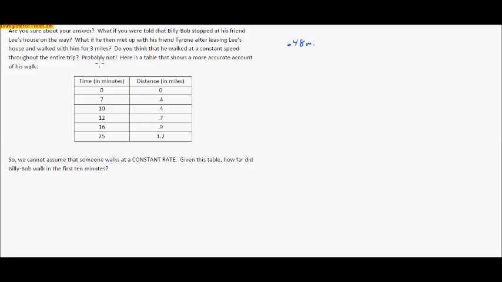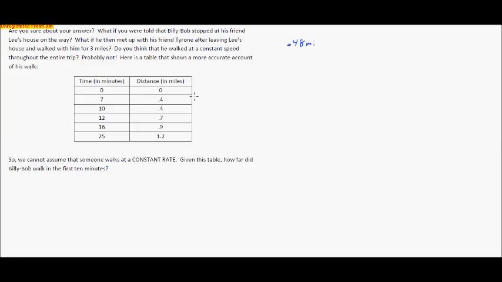Probably not. Alright? This is a little more detailed table about his walk. Here's 0 through 25 minutes, and here's the distance in miles. This would be from his house that he walked at each one of these minutes. So obviously at 0 minutes, he's walked 0 miles. That's when he's starting out. So at 7 minutes, he walked 0.4 miles. But look at here, at 10 minutes, he also walked 0.4 miles.